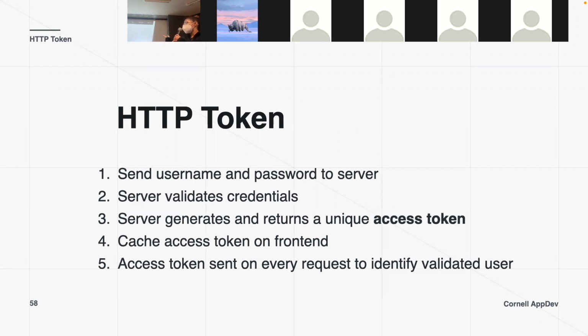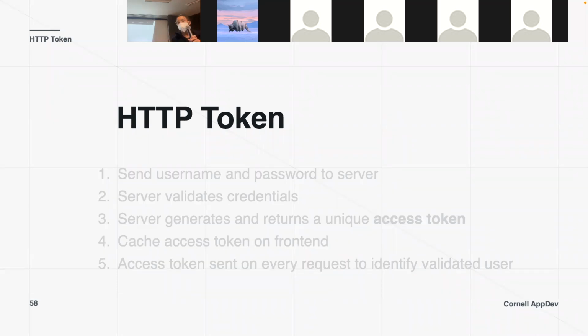Start off, send a username and password to the server. The server validates these credentials. And then the main difference here: the server generates and returns a unique access token. The access token is cached and stored on the front end, and then the access token is sent on every request to identify the validated user.